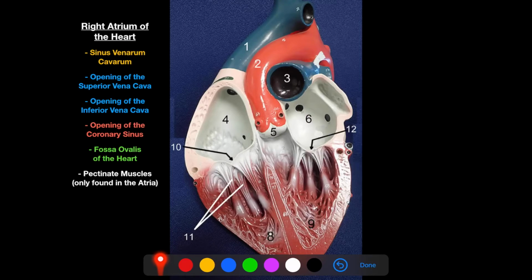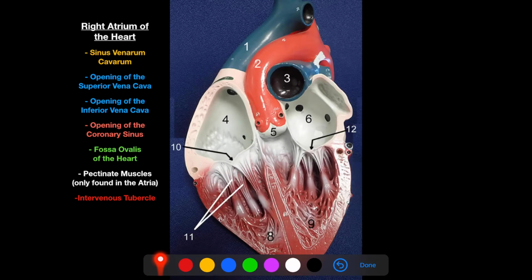Now, the last landmark that I need to discuss that's located in the right atrium is called the intervenous tubercle. Now, what the heck does that mean? Well, venous means vein. So we have 2 veins, right? We have the superior vena cava and the inferior vena cava, and it's between the 2, and it's a tubercle. We know a tubercle is like a bump or a ridge, right?